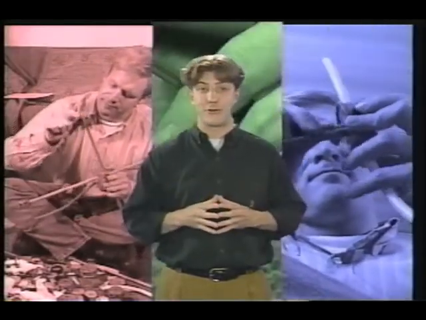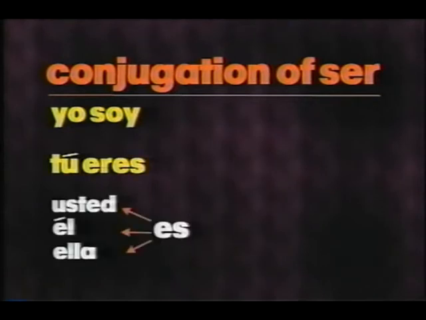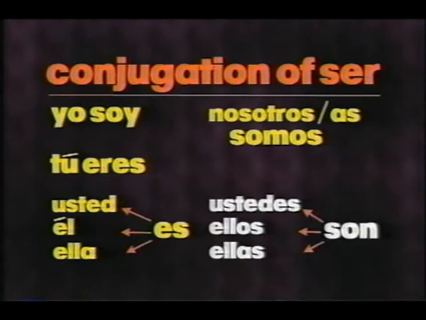Putting together a Spanish sentence is like putting together a puzzle. All the pieces have to match up, or it doesn't work. Let's look at the conjugation of ser one more time. Yo soy. Tú eres. Usted, él, and ella es. Nosotros or nosotras somos. Ustedes, ellos, and ellas son.